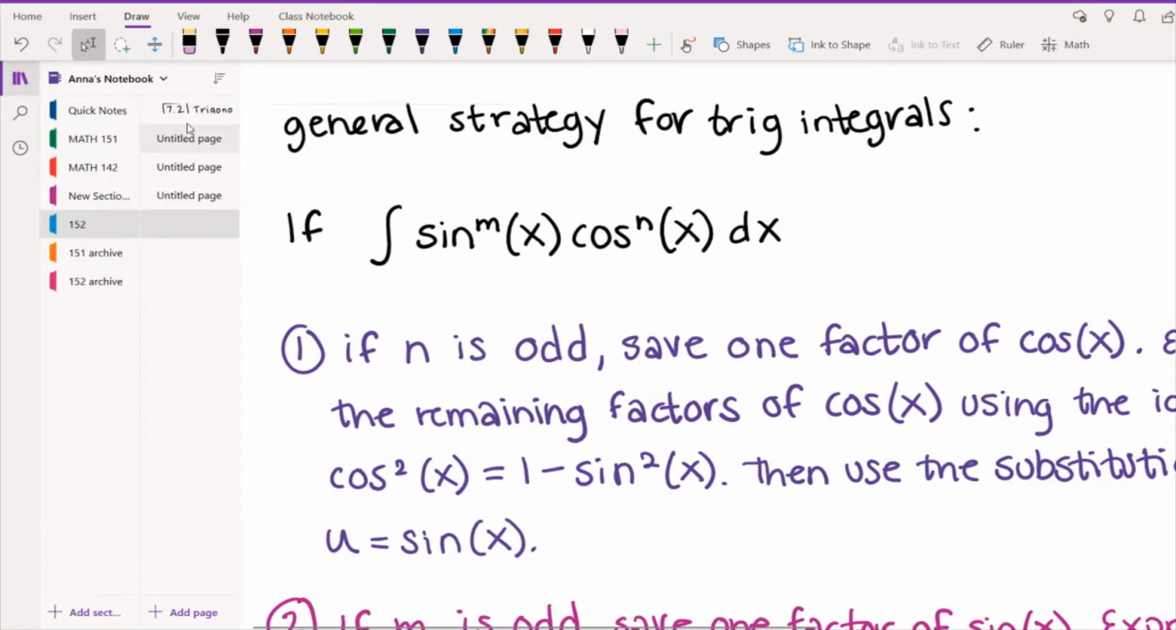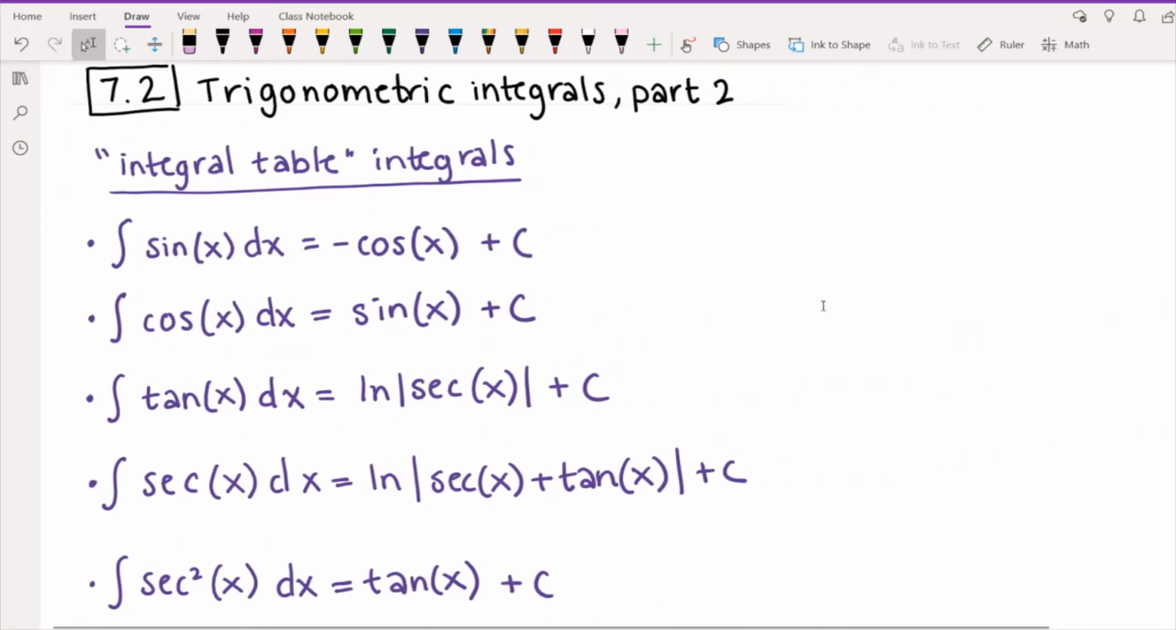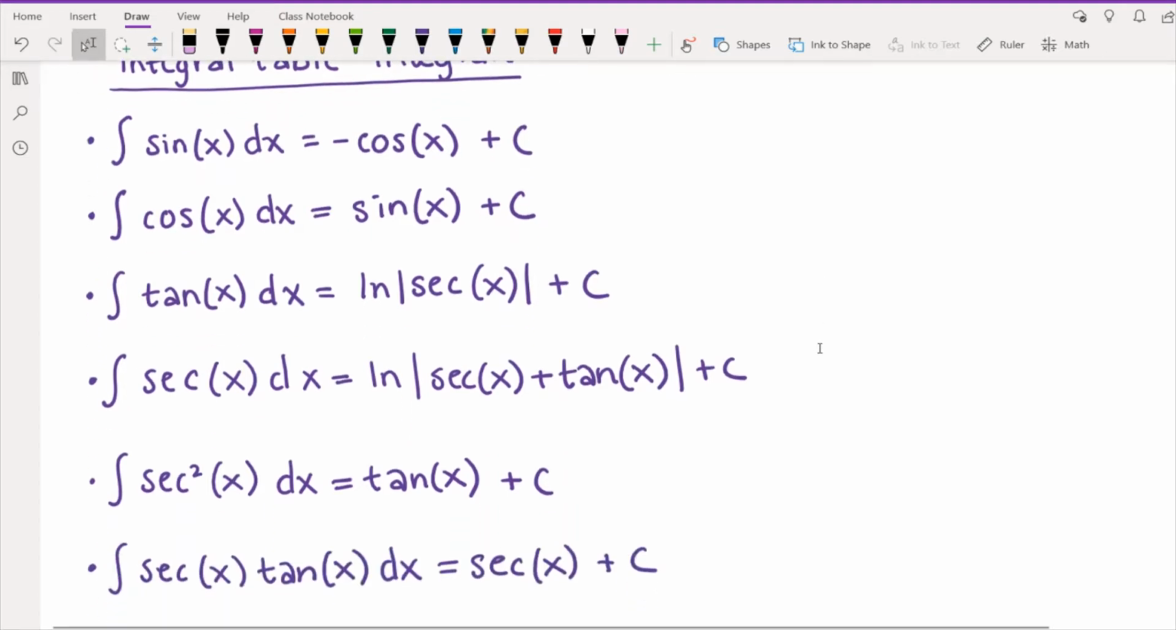The first thing I put here is a list of what would be called integral table integrals. These are ones that, if you come across them on a test, I usually wouldn't ask you to just take the integral of sine of x, for example, but along the way it might come up. If one of these comes up, you don't need to do any work to show what the antiderivative is, and I would provide these on a list on a test. Most of these are pretty straightforward.